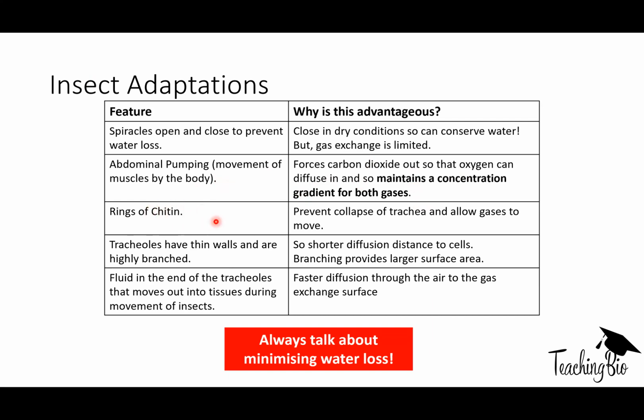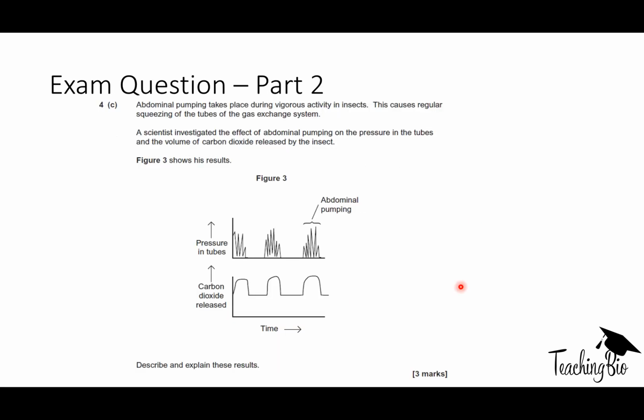We've talked about the rings of chitin to prevent the collapse of the long tube, the trachea. We've talked about how the tracheoles have thin walls and are highly branched so that, again, they have a large surface area and short diffusion distance. And again, we've talked about the fluid that can move. And by having the fluid move, we can increase that surface area so that we can have a faster rate of diffusion. And whenever you talk about insect adaptations, always link your answers to water loss and you'll be guaranteed the marks. Okay, so pause the video and have a go at this exam question and we'll have a discussion of the answer in a second.